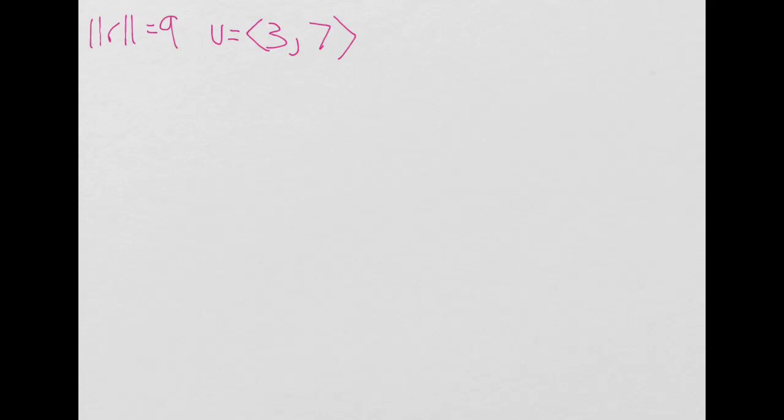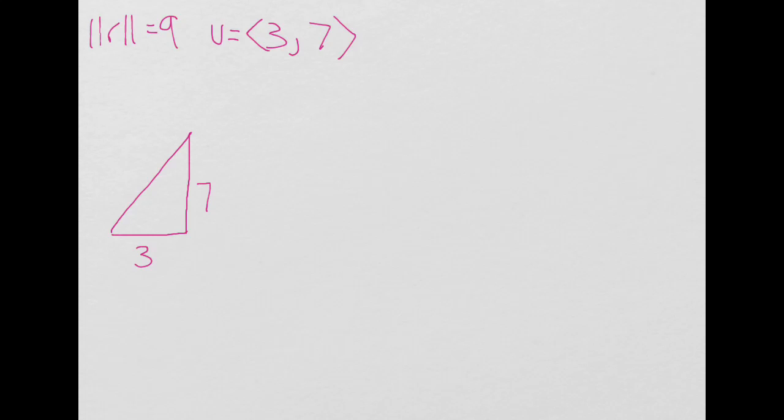Alright, problem number 1 on the Unit 12 study guide, vectors and trig applications. We want to find a vector r with magnitude 9 in the direction of vector u, which we were given in standard position as <3, 7>. So let's draw ourselves a triangle. We want to go 3 in the x direction and 7 in the y direction, so draw ourselves a little triangle like that, and let's figure out the hypotenuse.